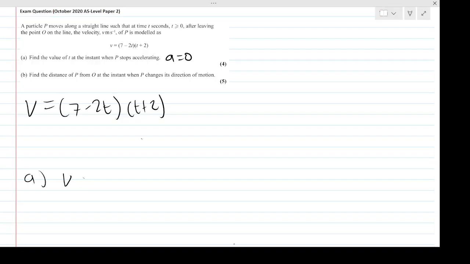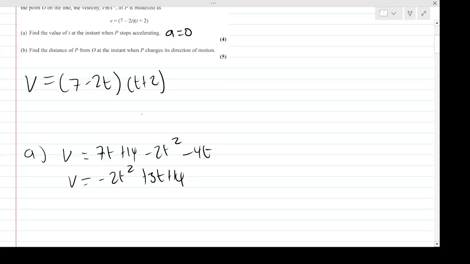So if we expand, we're going to get 7 times t is 7t, then 7 times 2 is plus 14, then minus 2t times t is minus 2t squared, and then minus 2t times 2 is minus 4t. And then if we simplify this, v is minus 2t squared, and then 7t minus 4t is plus 3t, plus 14. Now we can differentiate to get the acceleration. So therefore, a, the acceleration, if we differentiate, well, minus 2t squared will go to minus 4t, and 3t will go to plus 3, and then the plus 14 at the end, it's just a number, so it goes to 0. And that's my acceleration here.